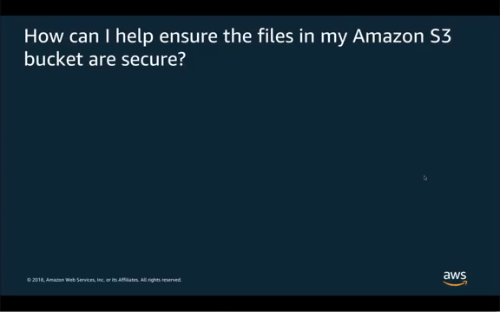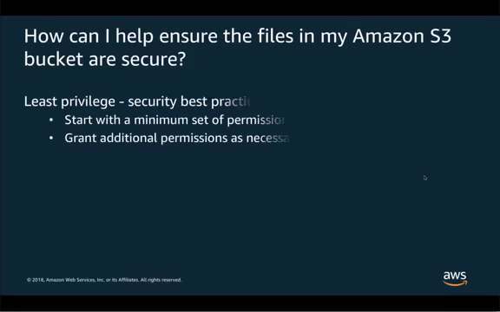So say you've created a new account and you go to the S3 console and you're wondering to create an S3 bucket. You probably would be thinking, how can I help ensure the files in my Amazon S3 bucket are secure? So when using AWS, it's best practice to restrict your access to your resources to only the people that absolutely need it. That's the principle of least privilege. Now by default, newly created S3 resources are private, and the access is restricted only to the resource owner. The resource owner can then explicitly grant access to other users.